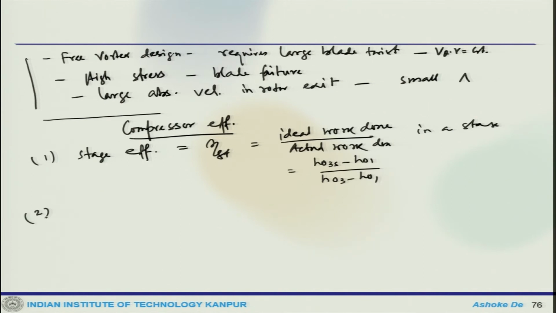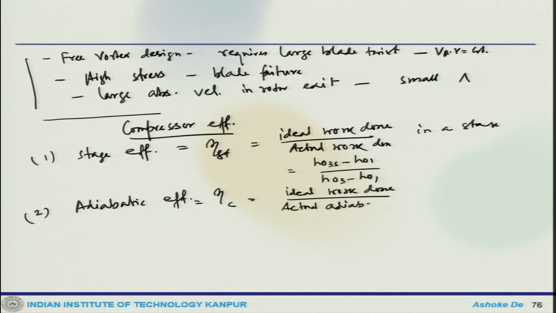Second, it could be the adiabatic efficiency, which is eta c, again ideal work done divided by actual adiabatic work done for the whole compressor. Okay. So, this was already discussed in cycle analysis. So, this differs significantly from the stage efficiency.